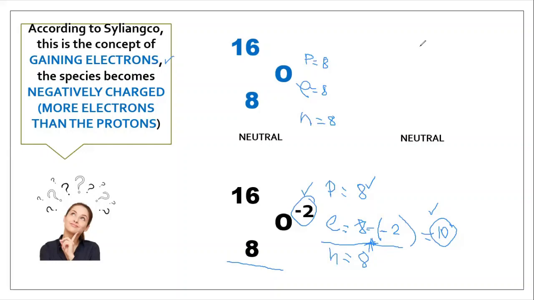Okay, so next, I'll give you another example para at least klaro sa atin. Okay, we have chlorine. In a neutral atom, sabi natin, neutral. So wala tayong ions na present. Therefore, we just simply copy the atomic number, 17, 17, and then isubtract lang po natin to 35, 17 will give us 18.